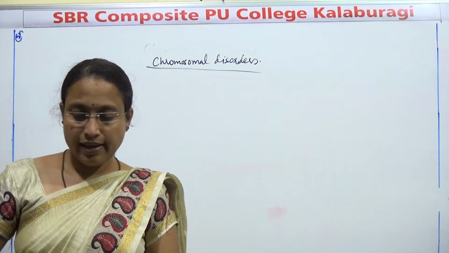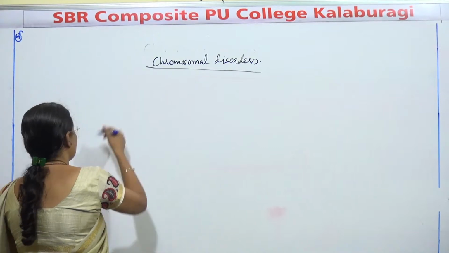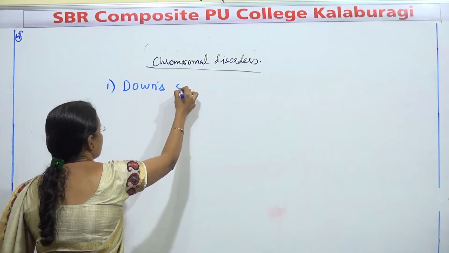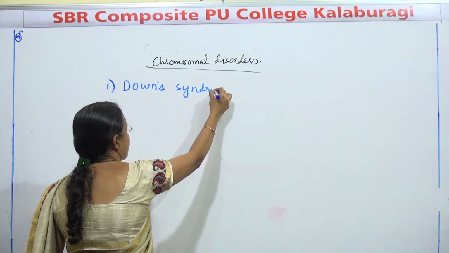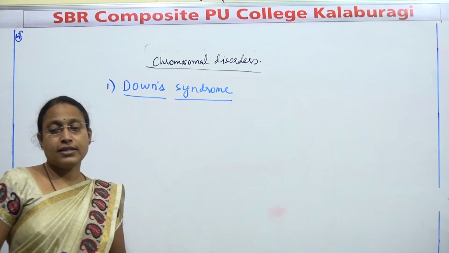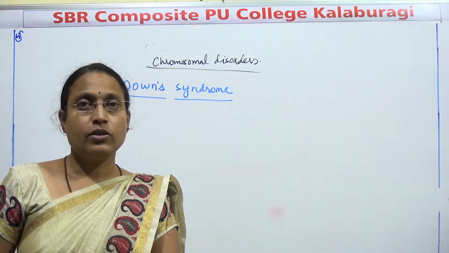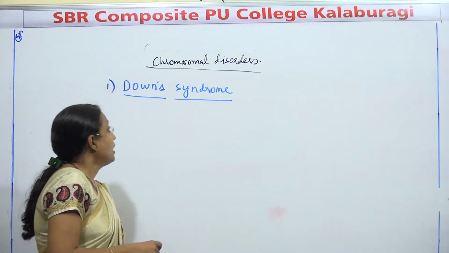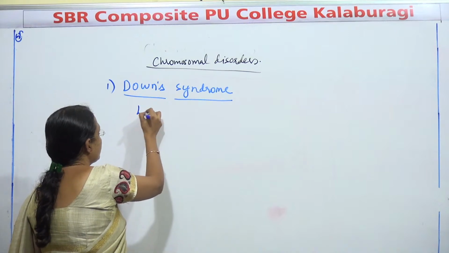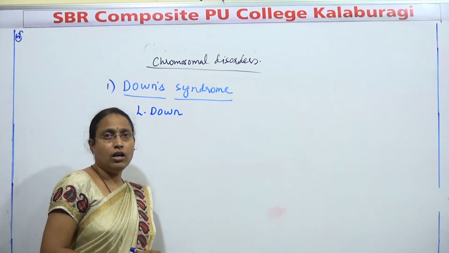Next is the first chromosomal disorder. It's called Down's syndrome. So what is Down syndrome? It is a chromosomal disorder, a defect in the chromosome. Professor Langdon Down identified it first. Name of the scientist who identified it first: Langdon Down.